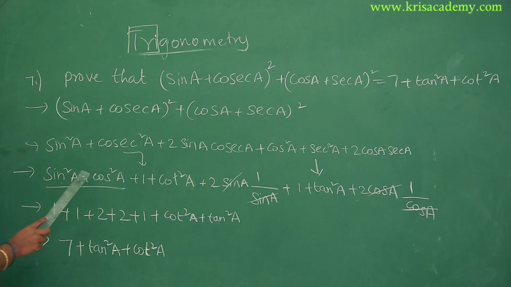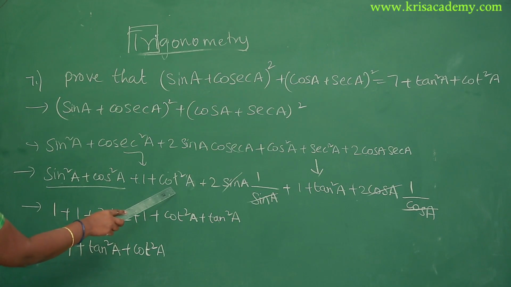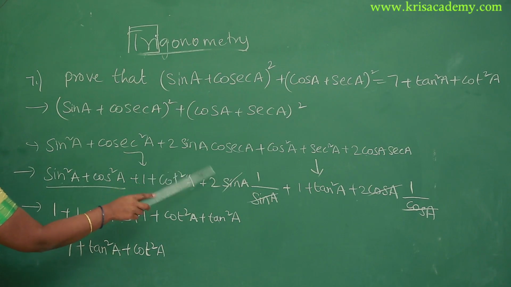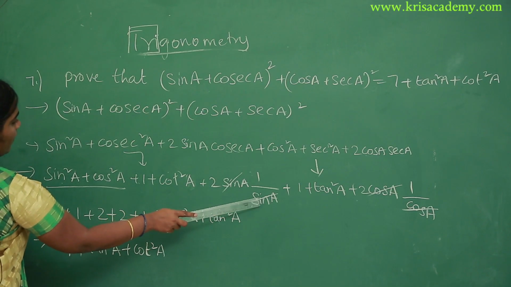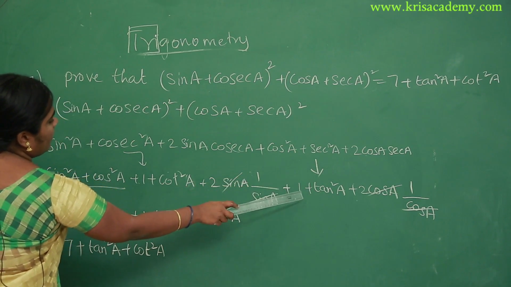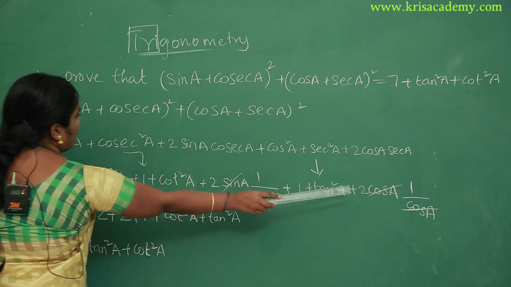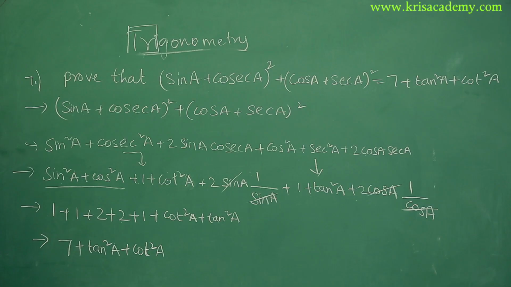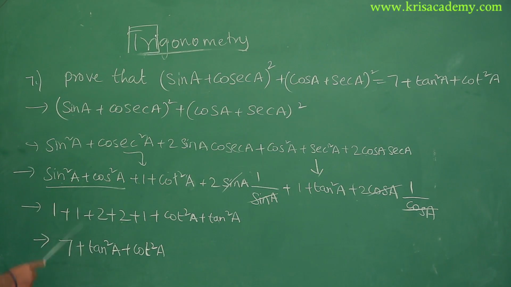Sin square A plus cos square A. Cosecant square A we will write as 1 plus cot square A. 2 sin A: cosecant is the reciprocal of sin, so we will write it as 1 by sin A. Secant square A, the trigonometric identity is 1 plus tan square A, plus 2 cos A. Secant we will write as 1 by cos. So there cos and sin will get cancelled. Sin square A plus cos square A is 1.